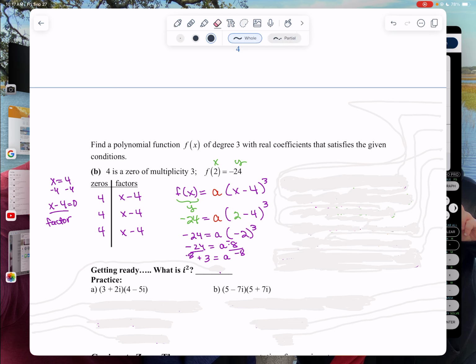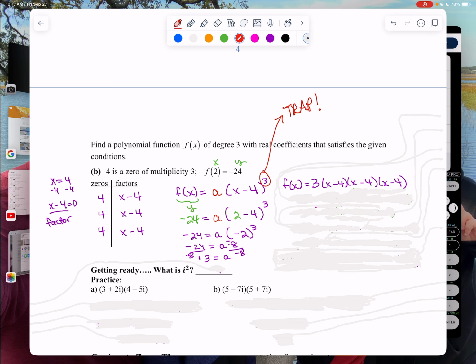So my next step is to rewrite it, right? So now I went ahead and wrote x minus 4 3 times, because you do not just distribute this negative 3. That doesn't work. Okay? So let me say that again, because that is a trap. That's a trap that a lot of people fall into. Okay? You cannot distribute that. Okay? So you've got to write out x minus 4 times itself 3 times.